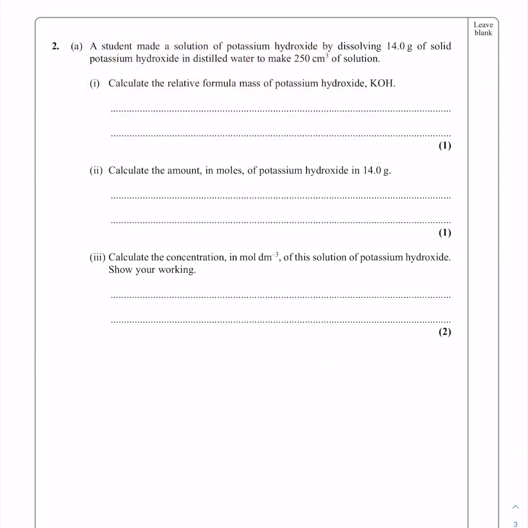Question 2. A student made a solution of potassium hydroxide by dissolving 14 grams of solid potassium hydroxide in distilled water to make 250 cubic centimeter solution. Question I. Calculate the relative formula mass, the MR, of potassium hydroxide.